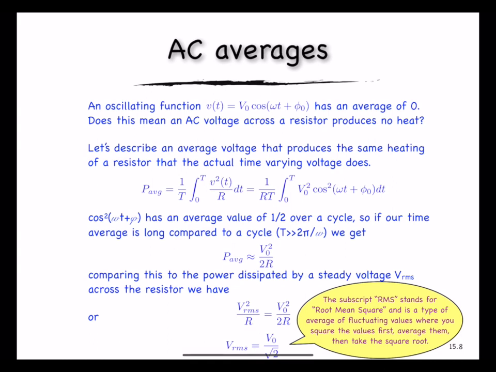So RMS stands for root mean square. It's a type of average where instead of just averaging a quantity directly, you first square it so that it's always positive. And that way when you average it out, you're not averaging out to 0, but rather you're calculating not the average value of the voltage, but the average sort of distance away from 0 that the voltage is, regardless of whether it's positive or negative.